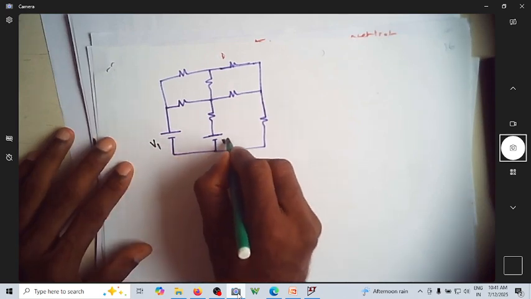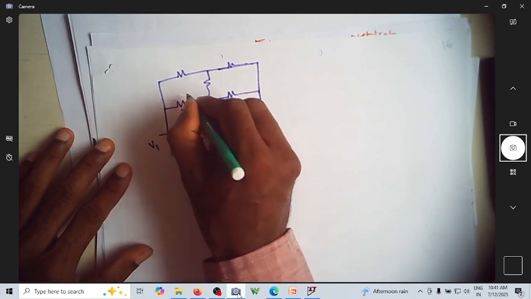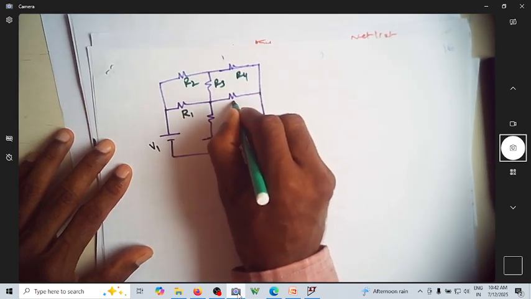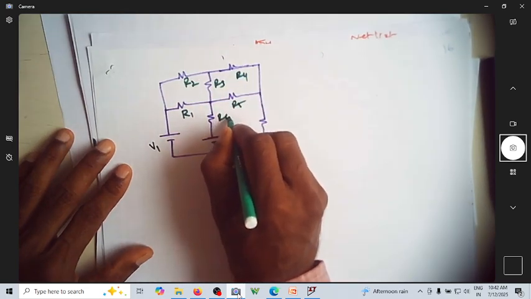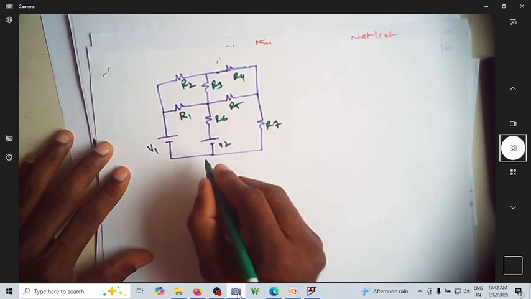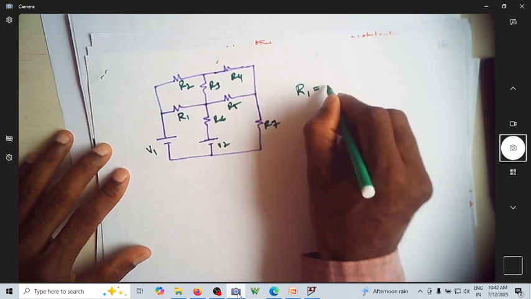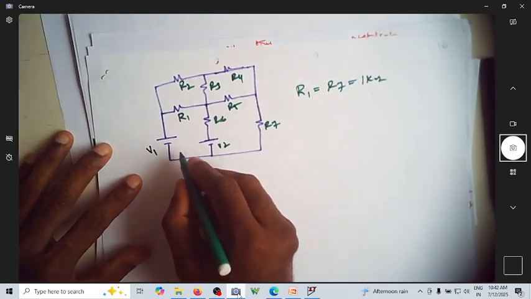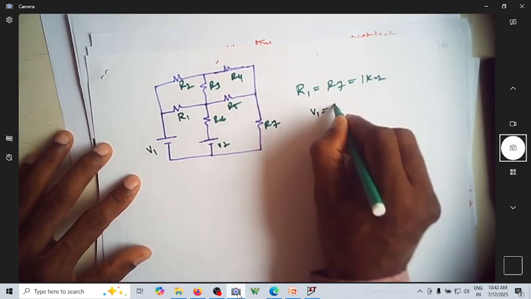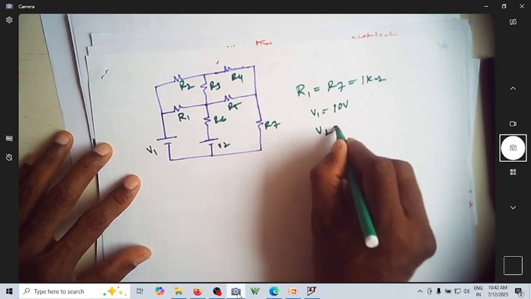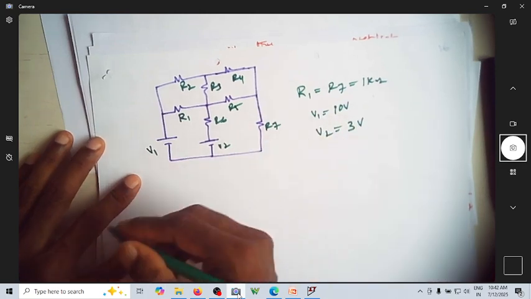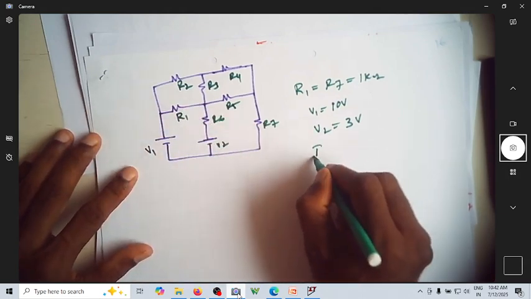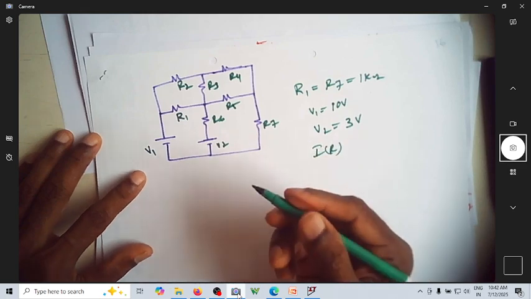This is V1, this is V2. Let us name the resistors R1, R2, R3, R4, R5, R6, R7. Let us have R1 to R7 all as 1 kilo ohm, and let us take V1 as 10 volt and V2 as 3 volt. So let us try to measure all the currents and all the nodal voltages.